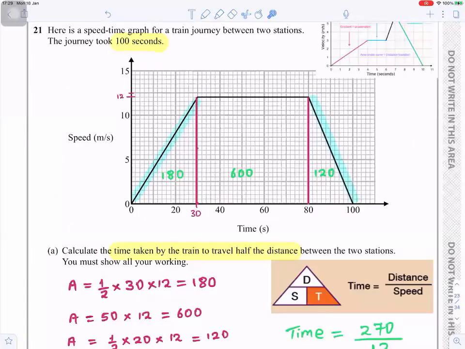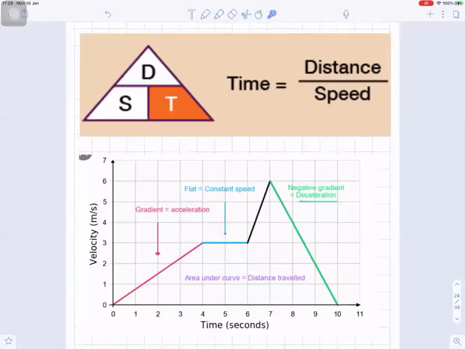Question number 21. Here is a speed time graph for a train journey between 2 stations. The journey took 100 seconds. The speed on the y-axis, the time on the x-axis. Calculate the time taken by the train to travel half the distance between the 2 stations. You must show all your working. We're going to use these 2 ideas, and one is a formula to solve this question. We're going to use speed is distance over time, and time would be distance divided by speed. So we need to remember that.